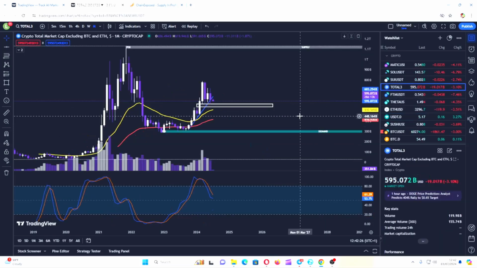Total 3. Got a bullish fair value gap there. We've got another bullish fair value gap here, which aligns up with everything.